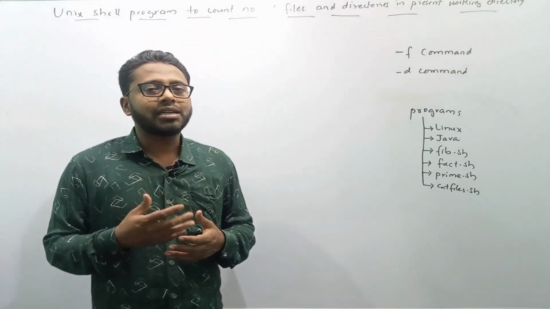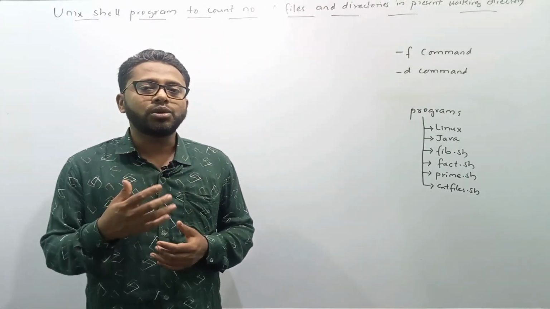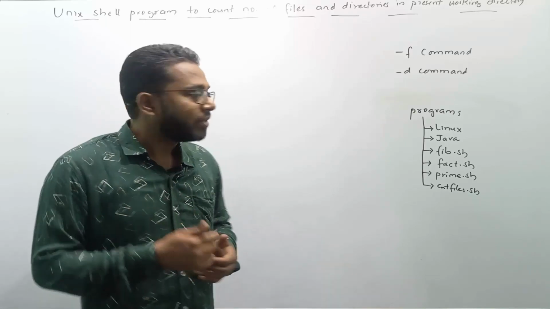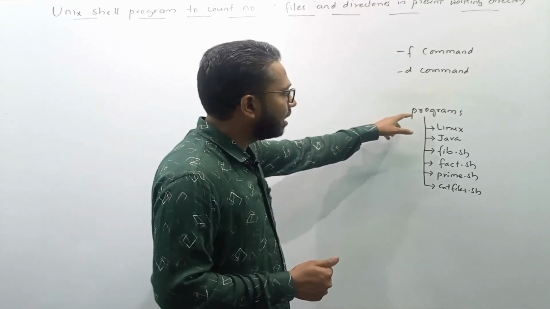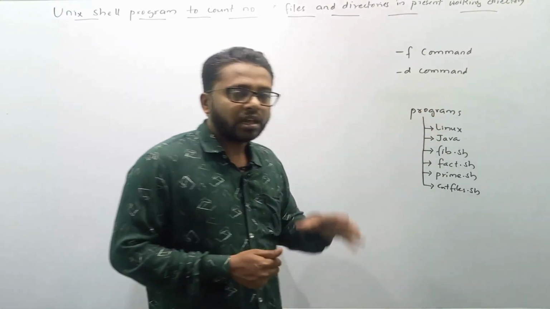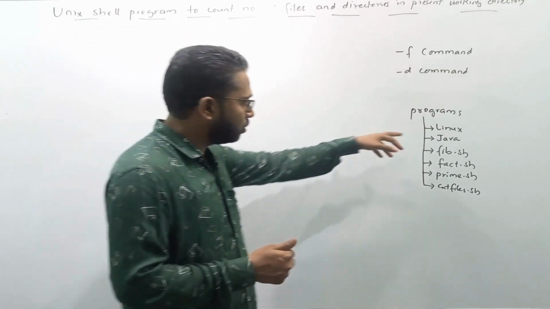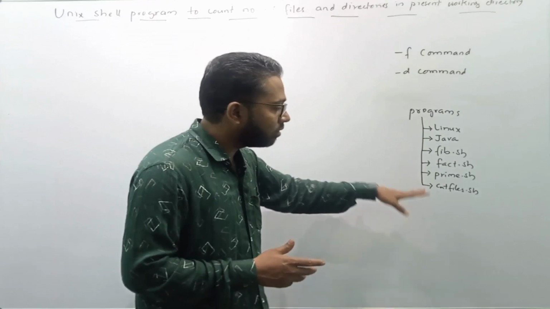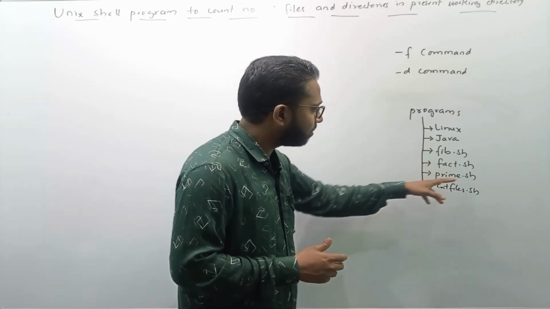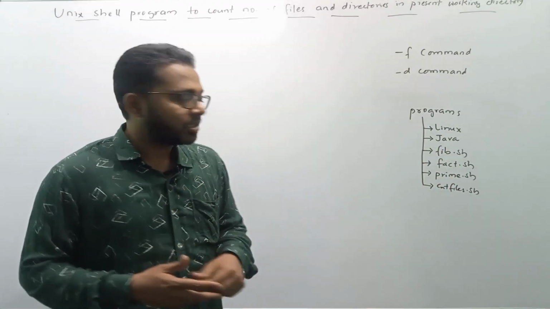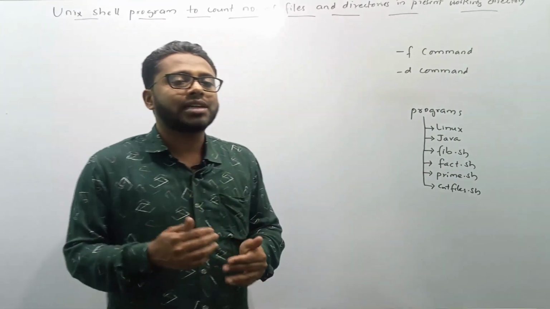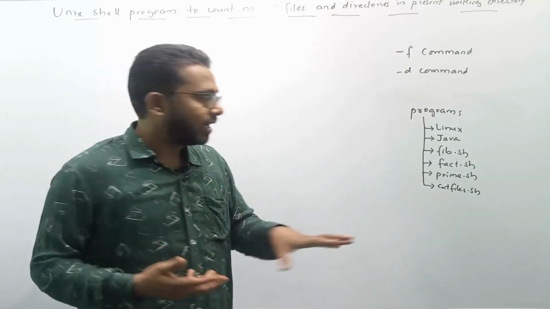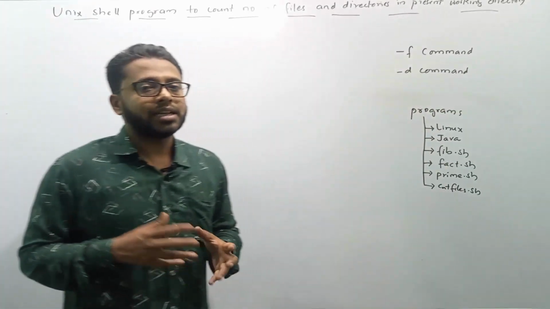So once the program gets executed, it should show you the count of all the directories and files present under the current working directory. Suppose this is the example, and we have the present working directory as programs, and under this directory I have two further directories, Linux and Java, and other regular files like fib.sh, fact.sh, prime.sh and countfiles.sh. Countfiles.sh is a file in which I am writing my shell script which will make a count of all the directories and files present under the programs directory.